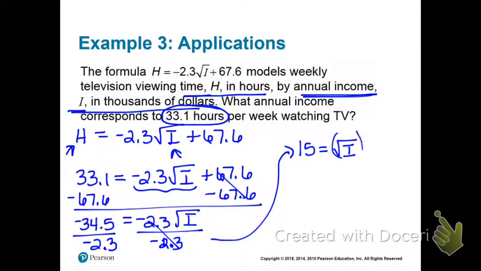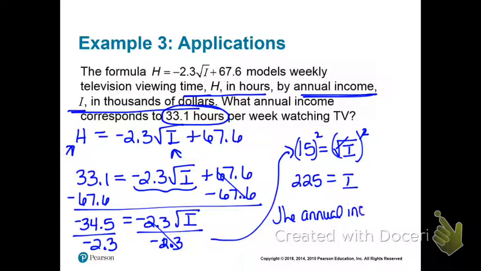Remember, to get rid of a square root, we're going to square it. And so 15 squared is 225 equals I, the square and the square root cancel. So we just get our I. And so remember, I was the income, so the annual income is, and remember, income's in thousands of dollars. It's not $225, it's $225,000. And so I'm just going to write it as a number, $225,000.